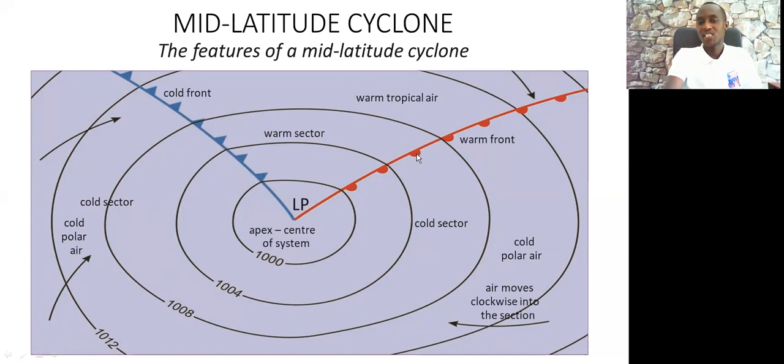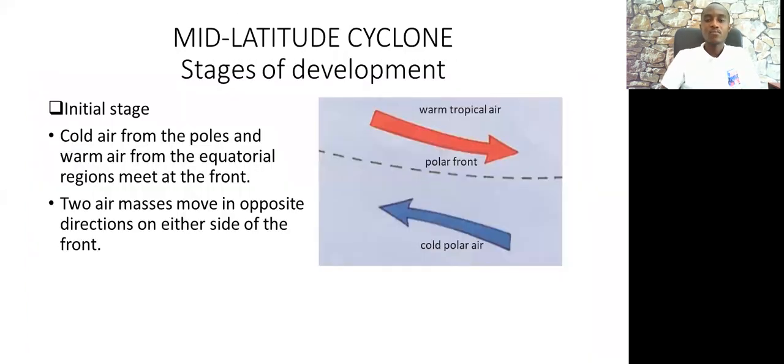And always remember this circular symbol is for a warm front, and these triangular ones are for a cold front. So always remember that. Now, here is what we have. These are the stages that we're going to talk about. So we have the initial stage.